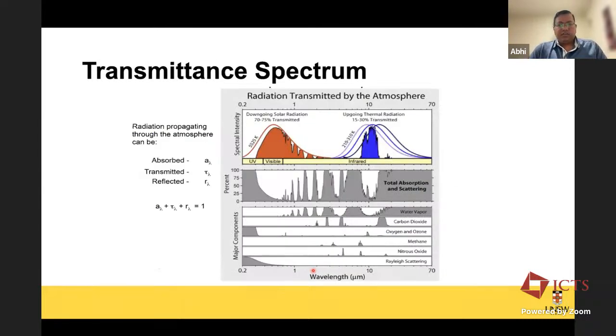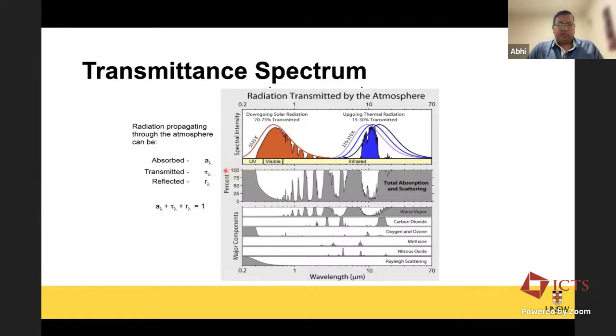This figure here shows the transmittance spectrum. At the top you can see the spectral intensity, again the downwelling solar radiation. This is in the visible. This is what is emitted in the infrared. What you have here is radiation propagating through the atmosphere. So you have the absorption, you have the transmission, and you have the reflectance. You can see that all of this would add up to 1.